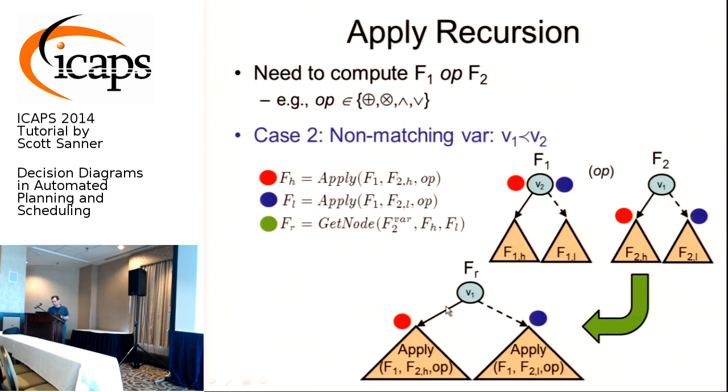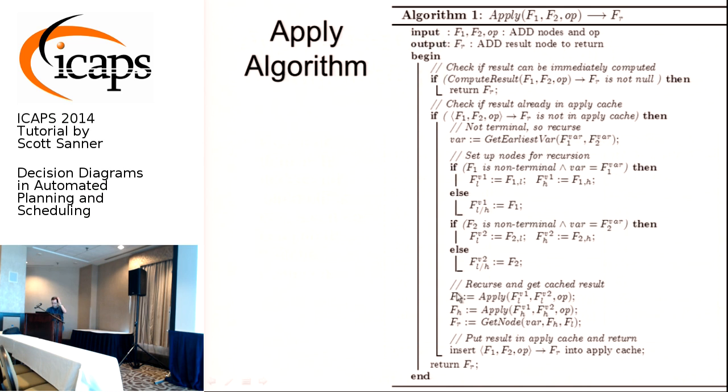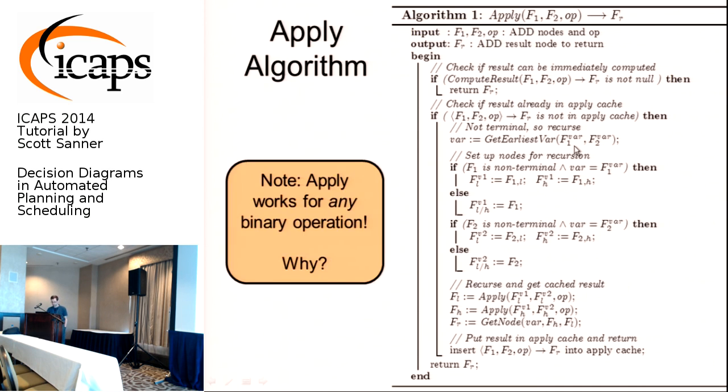Okay. So again, to turn that into code, it's just this function here. So it's like 10 lines. You get the earliest variable in the ordering, and that tells you what you set your functions for recursion to, and then you apply, and then you get node for the result. Okay. So again, this is about 15 lines. And literally, if you know what you're doing, you can write all the ADD code in half an hour. I mean, it's really beautiful. Beautiful algorithms, very compact, and very, very easy to write. Okay, and again, apply works for any binary operation. We already explained why.